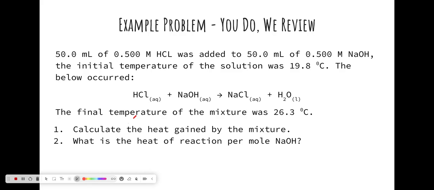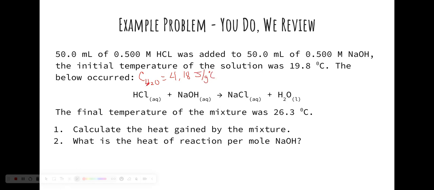Now, guys, there is one thing I have to state before you start to calculate this. Because both HCl and NaOH are dissolved in water, they're both dissolved in water as they are aqueous solutions, we need to use the specific heat of water, okay, which is going to be 4.18 joules per gram degree Celsius.